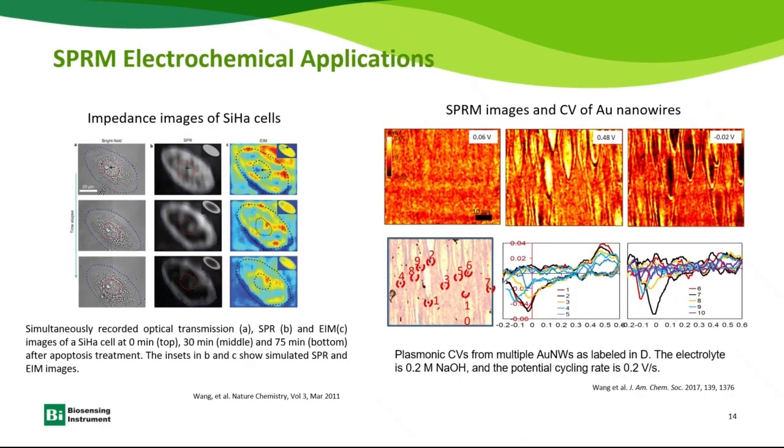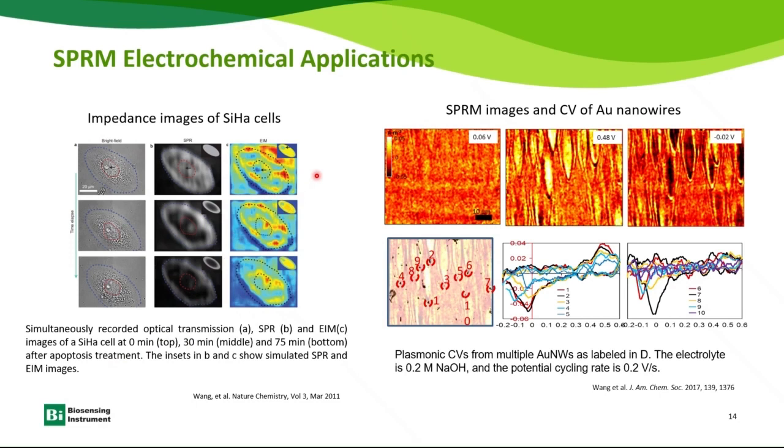Here are two examples for the electrochemical applications with SPRM. The first one is the SPR-based impedance experiment. What you're looking at is the responses of SEHA cells to the apoptosis treatment. And you have the optical image, the SPR image, and the SPR-based impedance image. The SPR-based impedance image shows the localized responses of those cells to the treatment.